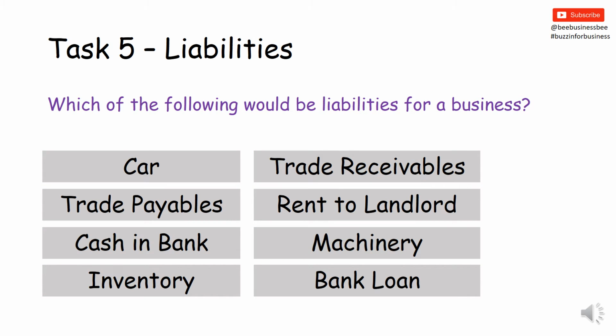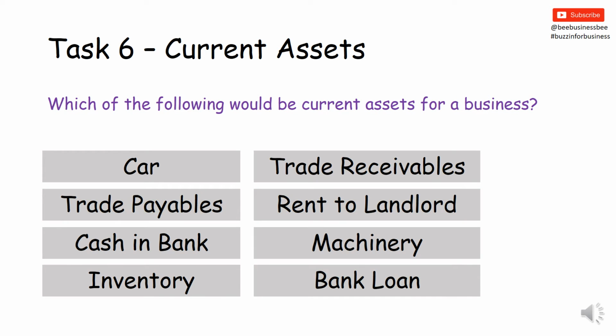So now we move on to the opposite of an asset, a liability. Which of the following would be liabilities for a business? So I'm assuming that you've managed to identify the trade payables, so people who we owe money to, who've given us credit, rent to our landlord, who we have to pay, and the bank loan. They would all be liabilities, so things we owe. So remember, assets are things we own, liabilities are things we owe.